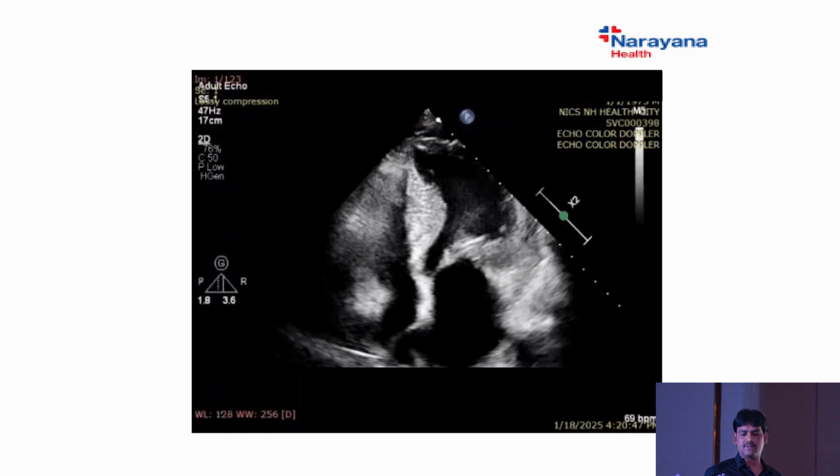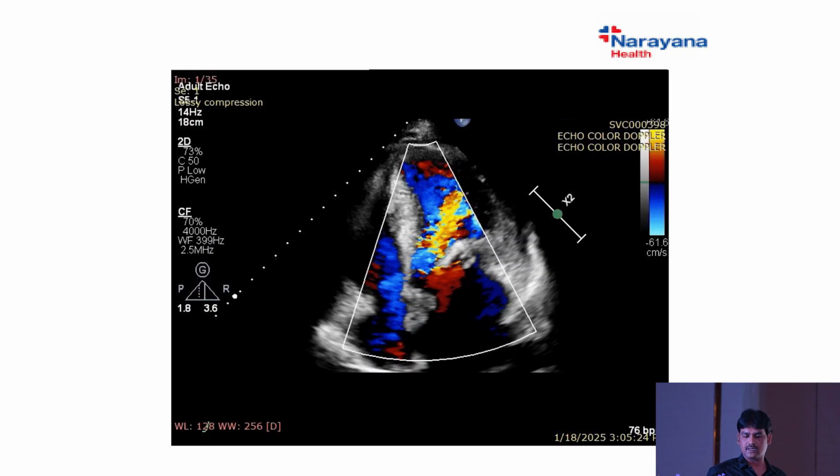Coming to the apical windows with 2D findings, he had a densely calcified mitral valve along with doming of the anterior mitral leaflet, a significantly calcified posterior leaflet, and some calcium extending up to the chordal level as well. We suspected short chordae as well. Initially we were not sure whether these chordae were directly attached to the papillary muscle or to another accessory papillary muscle.